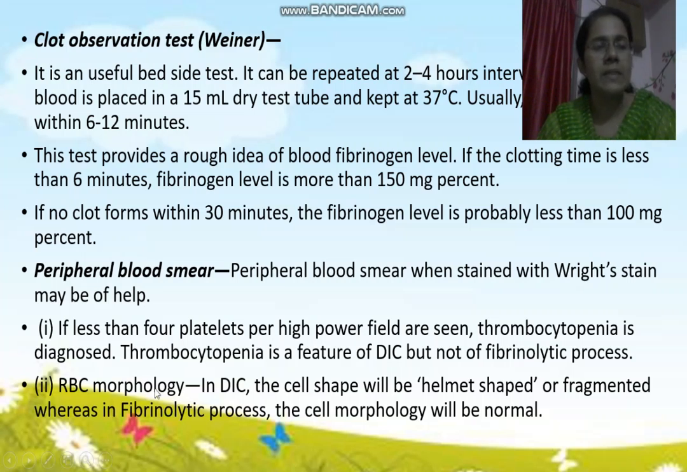Next is RBC morphology. It is also done by the peripheral smear. Normally the cell morphology is normal, but in DIC the cell shape will be helmet shaped.